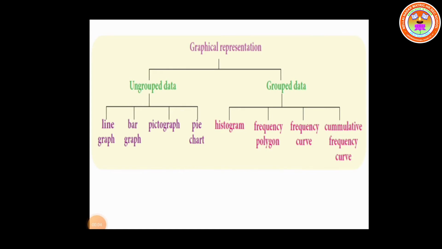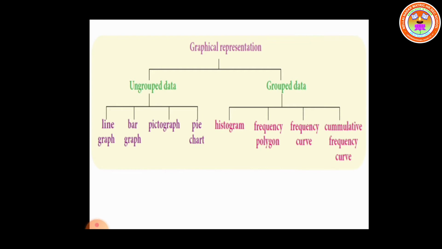Today we will see graphical representation for grouped data. Already we learned graphical representation for ungrouped data. They are line graph, bar graph and pictograph. All these we learned in the previous classes. And in this 8th standard we learned pie chart in the earlier exercise. Now, graphical representation for grouped data: histogram, frequency polygon, frequency curve and cumulative frequency curve.